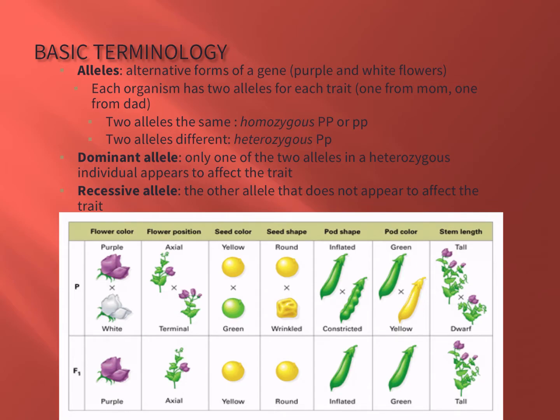Okay, so before we get even more into monohybrid crosses and ultimately dihybrid crosses, there's a few things that you need to know from a basic terminology standpoint. And so the first thing is alleles, okay? And so when we talk about alternative forms of a gene, we're referring to the alleles. So for the example of the purple and white flowers, there's clearly an allele for purple and an allele for white. Each organism has two alleles for each trait. You get one from mom and one from dad.